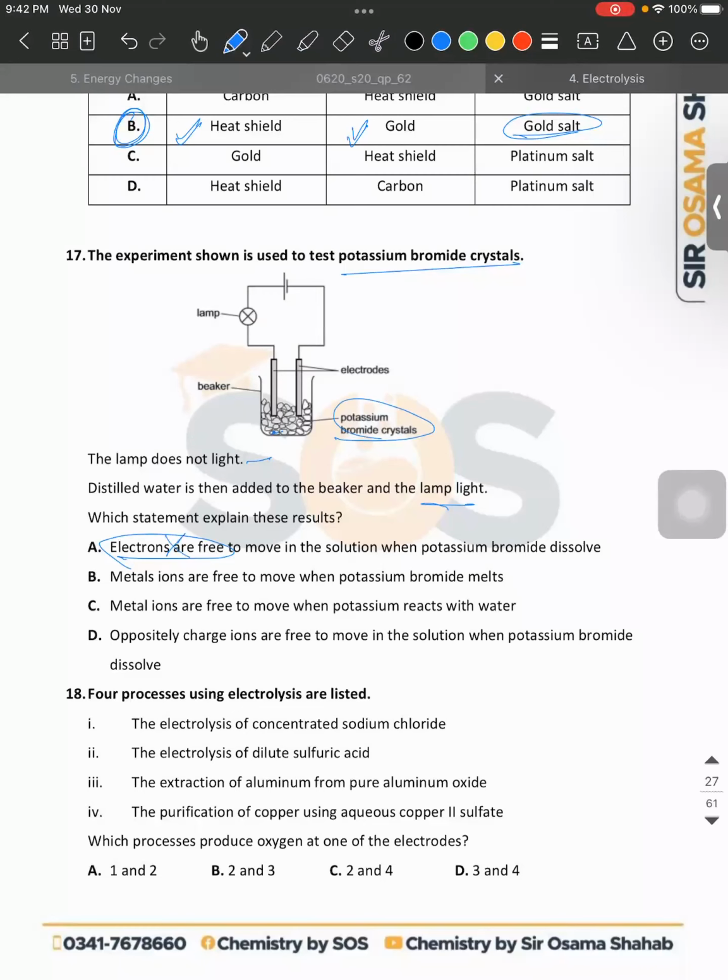This is wrong. Then, metal ions are free to move. Not only metal ions, right? Metal ions are free to move when potassium reacts with water. There is no reaction over there. Yes, the right answer is positively charged ions are free to move when potassium bromide dissolves in water. So the right answer will be D.